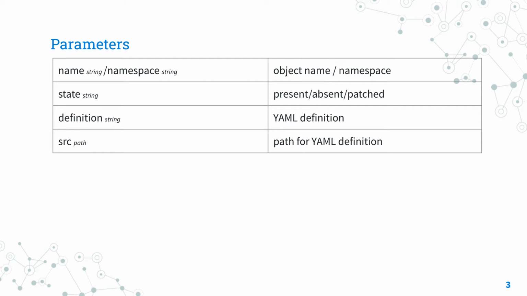Default is v1. State, like for other modules, determines if an object should be created, present option, updated, patched option, or deleted, absent option. The definition parameter allows you to provide a valid YAML definition inline. Yes, exactly in your Ansible playbook. If you prefer to have an external one, just specify the file name in the src location.